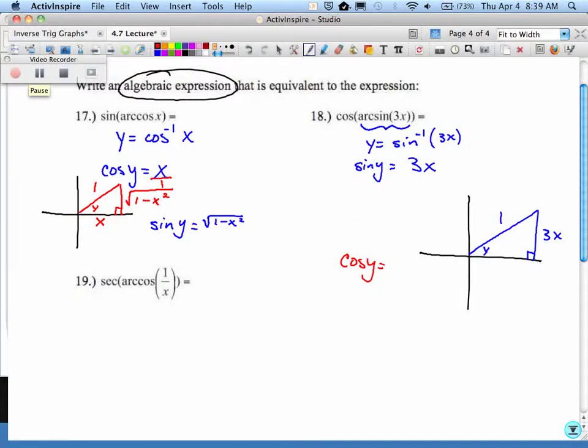The square root of 1 minus 9x squared. Square both sides. 1 squared is 1. 3x squared is 3x times 3x, which is 9x squared. Then you subtract them and you square root. So what is the cosine of that triangle? Adjacent over hypotenuse: the square root of 1 minus 9x squared.